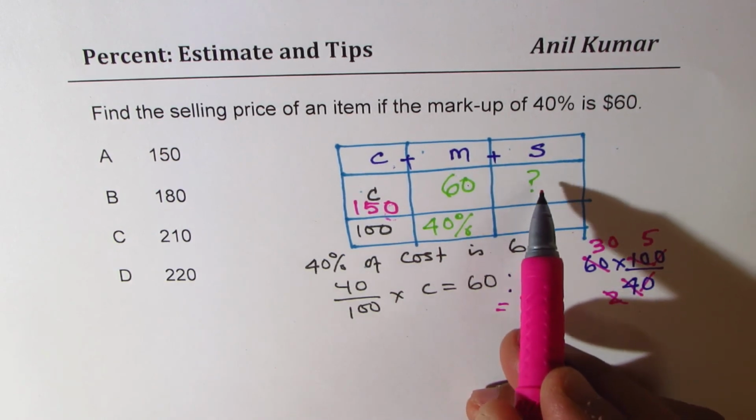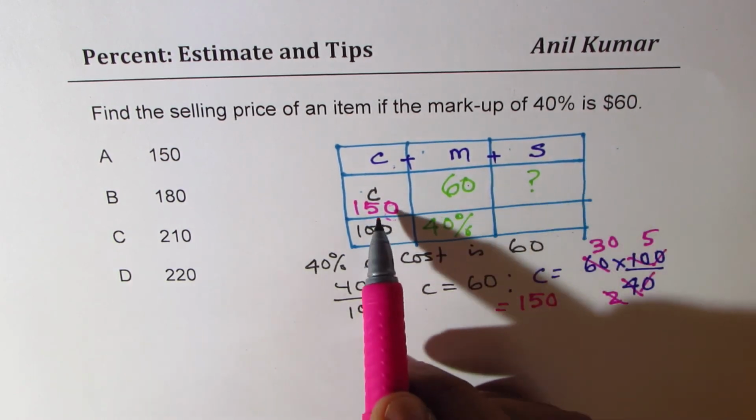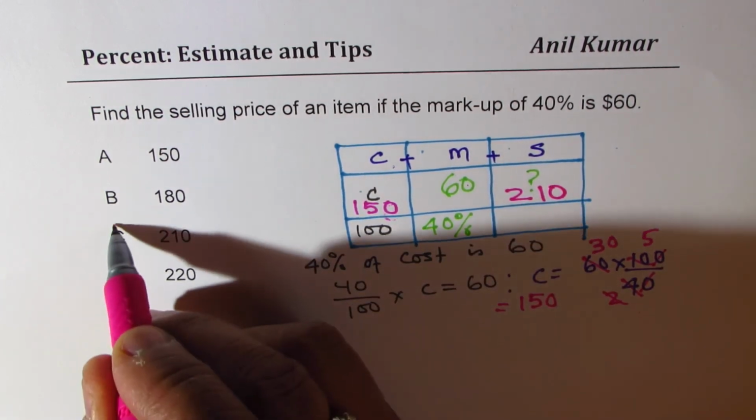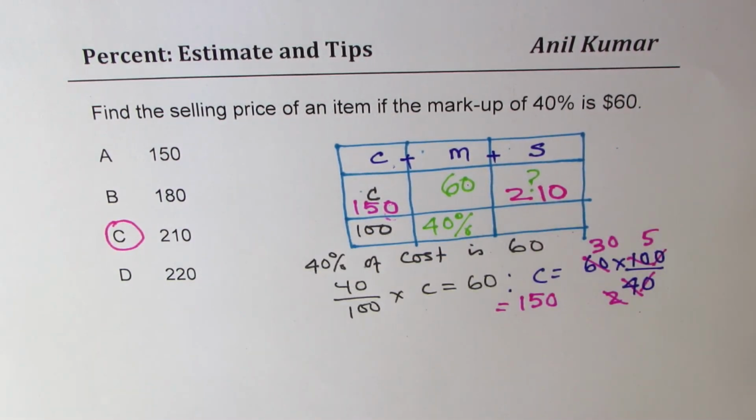So what is the selling price? We need to find the selling price. You have to add these two and then you get 210, which is option C. Don't mark A as your option. You're getting my point.